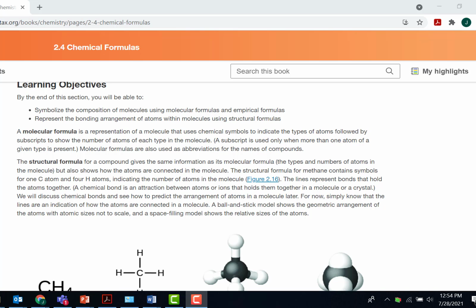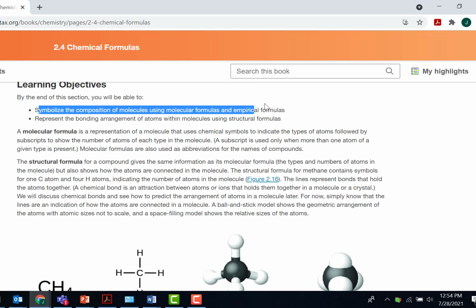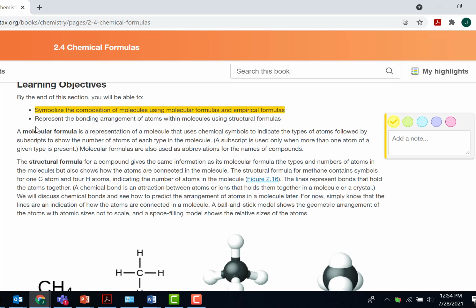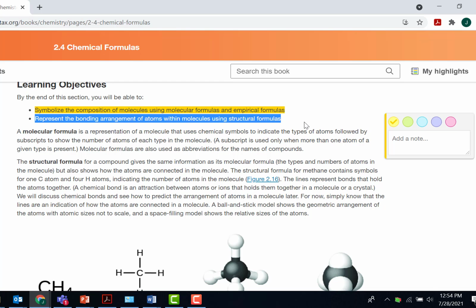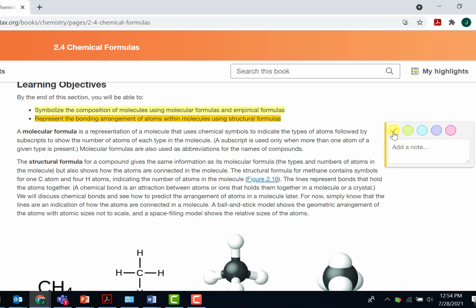By the end of this section, you will be able to symbolize the composition of molecules using molecular formulas and empirical formulas, and then represent the bonding arrangement of atoms within molecules using structural formulas. I'll just preface this by saying the first one there is probably more important than the second one. I'm going to use the blue there to show that that one's maybe a little bit less important. We want to recognize a few things there, but not to the detail that your textbook is discussing.